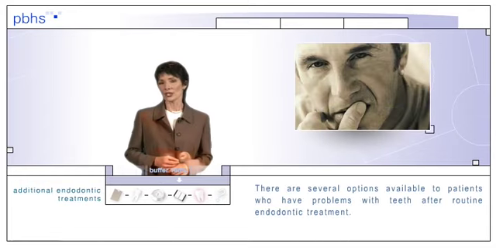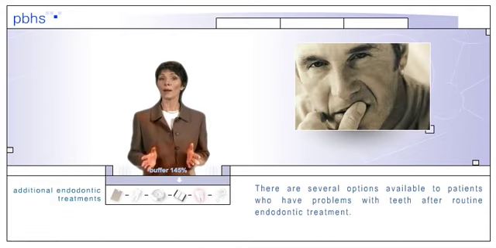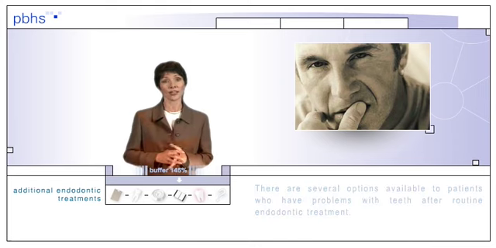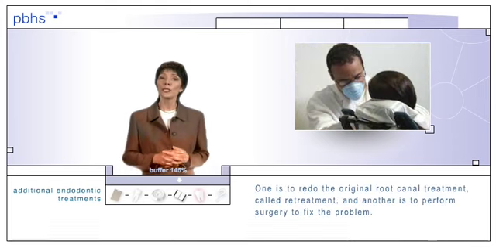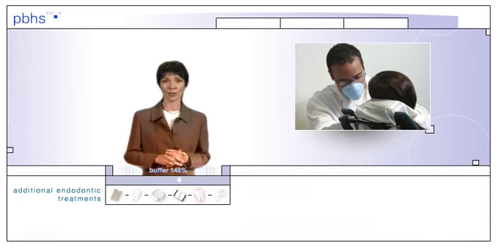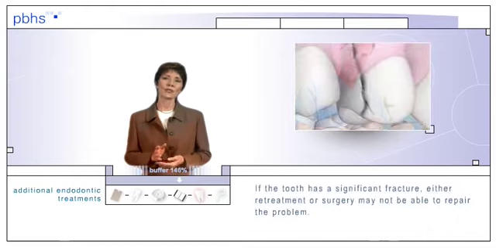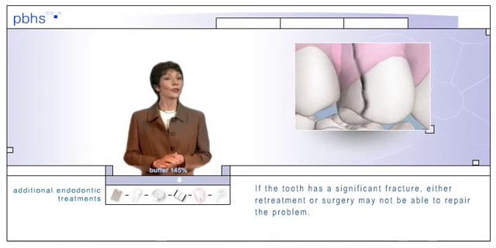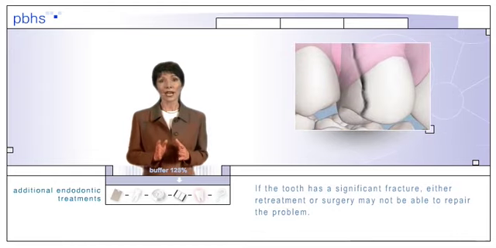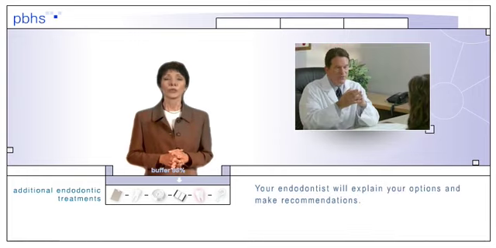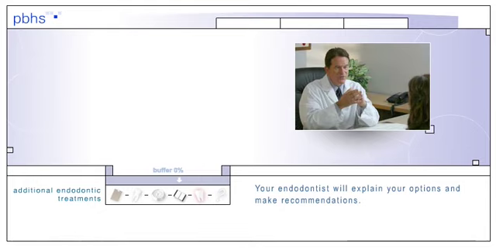There are several options available to patients who have problems with teeth after routine endodontic treatment. One is to redo the original root canal treatment, called retreatment, and another is to perform surgery to fix the problem. Sometimes retreatment along with endodontic surgery may be recommended. If the tooth has a significant fracture, either retreatment or surgery may not be able to repair the problem. Your endodontist will explain your options and make recommendations.